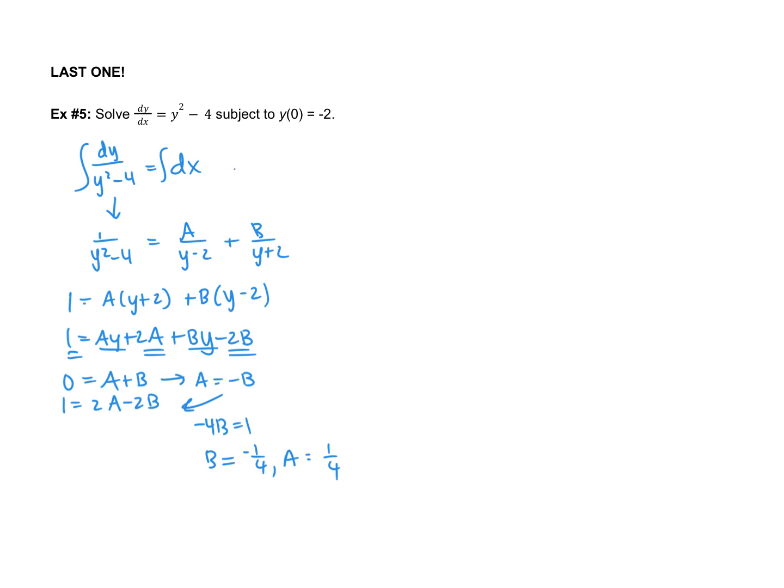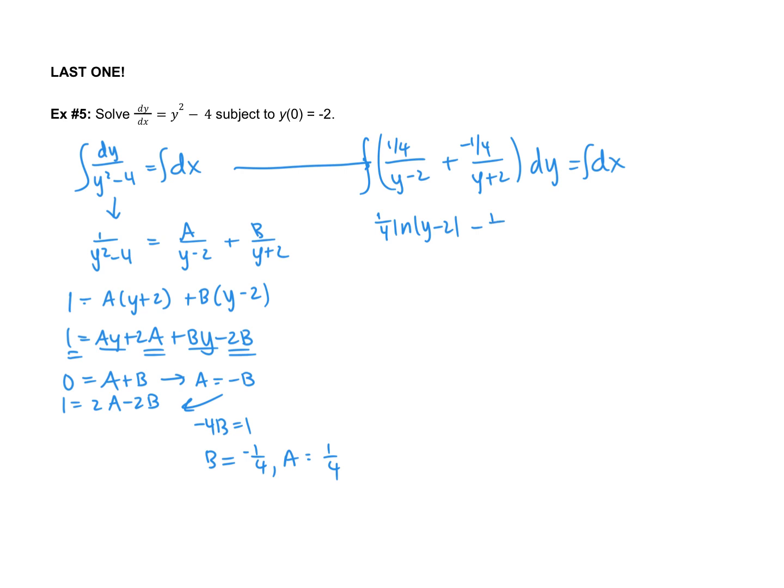Okay, so now taking our differential equation, what we have is 1/4 over y minus 2, add negative 1/4 over y plus 2, all of that dy is equal to dx. And so now we're going to integrate. We get 1/4 natural log of y subtract 2, subtract 1/4 natural log of y add 2 is equal to x plus c.